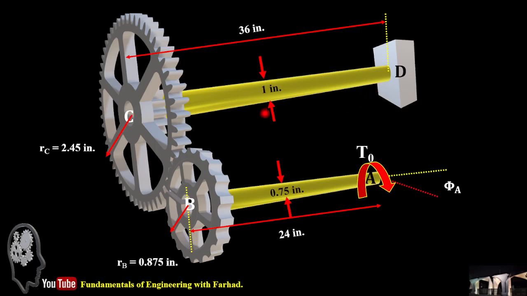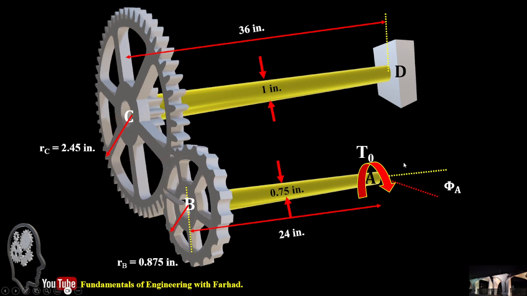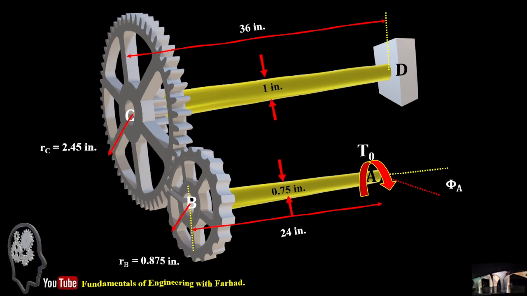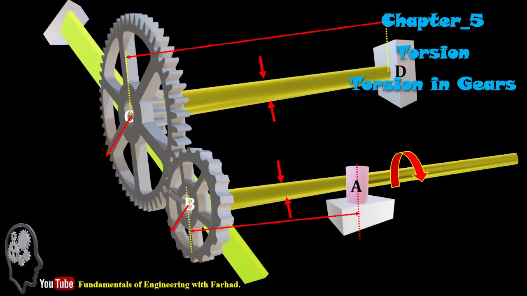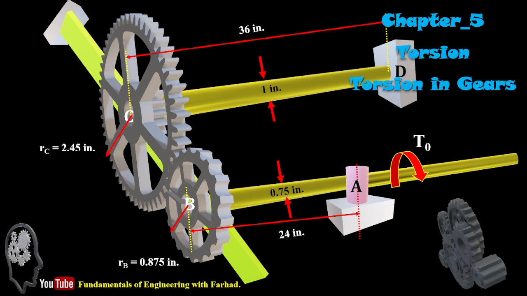Two steel shafts connected to each other with the help of two gears. Hi everyone, Mechanics of Materials, Chapter 5, Torsion, Torsion in Gears.